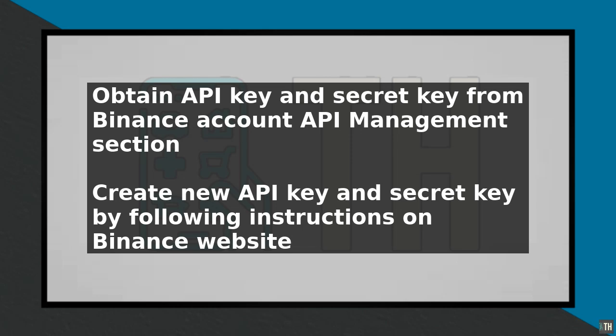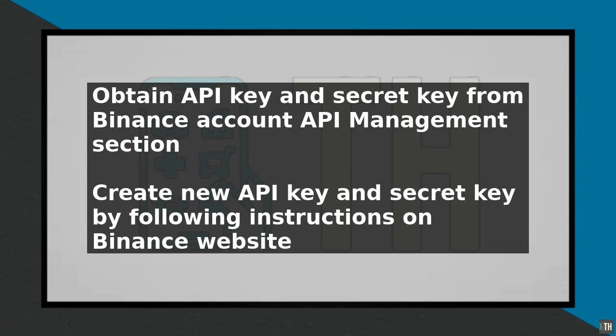Once you have entered your API key and secret key into the Trust Wallet app, tap on the Connect button to establish the connection. You will then be prompted to authorize the connection, which may involve entering a verification code sent to your email or phone. After authorizing the connection, your Trust Wallet will be linked to your Binance account, allowing you to easily transfer funds between the two platforms.